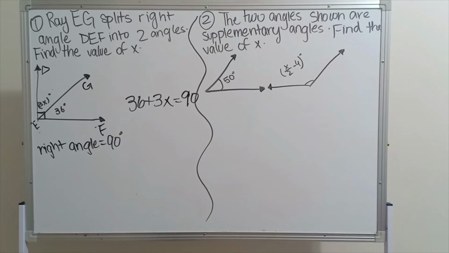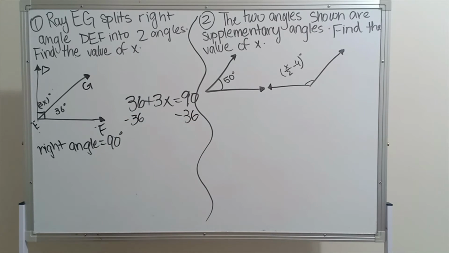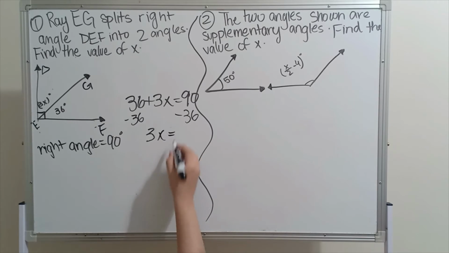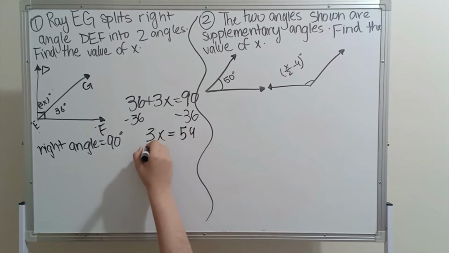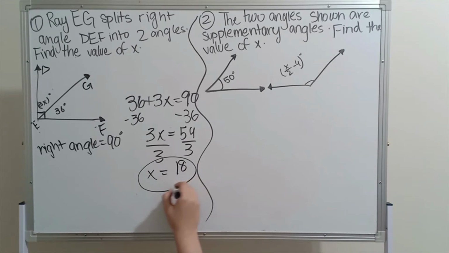First we can subtract 36 from both sides. We already made a video about how to solve equations, you can check that one out. We have 3x equals, and 90 minus 36 is going to give us 54. Then we can divide by 3 to get x alone, and 54 divided by 3 will give us 18. This is going to be the value of x.